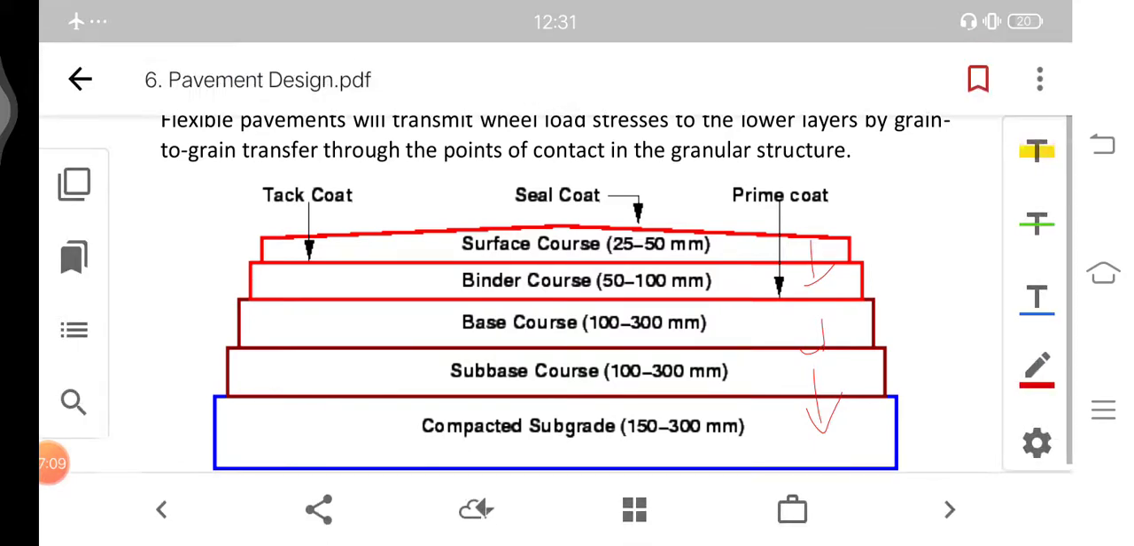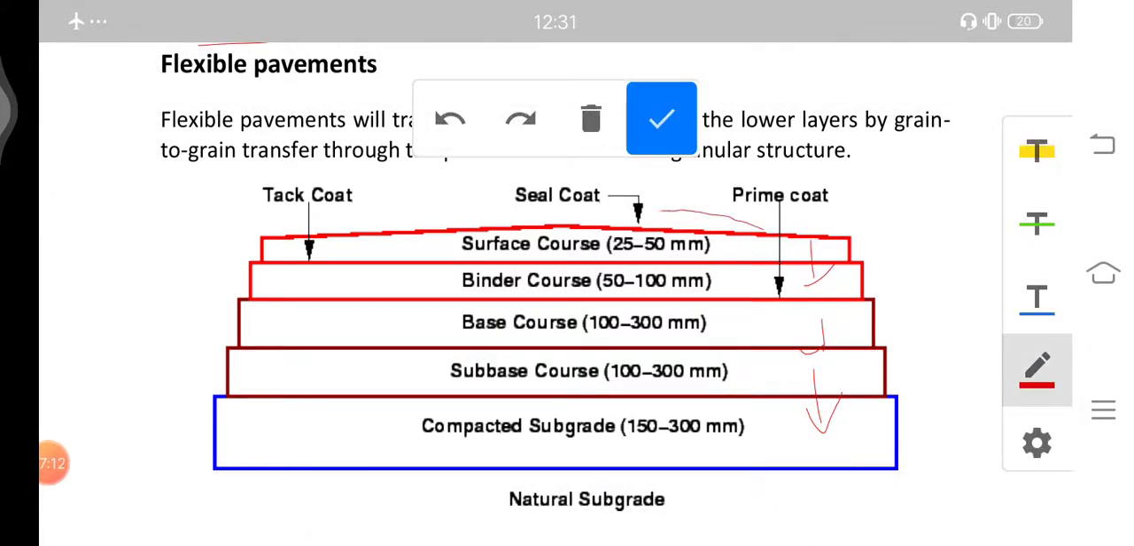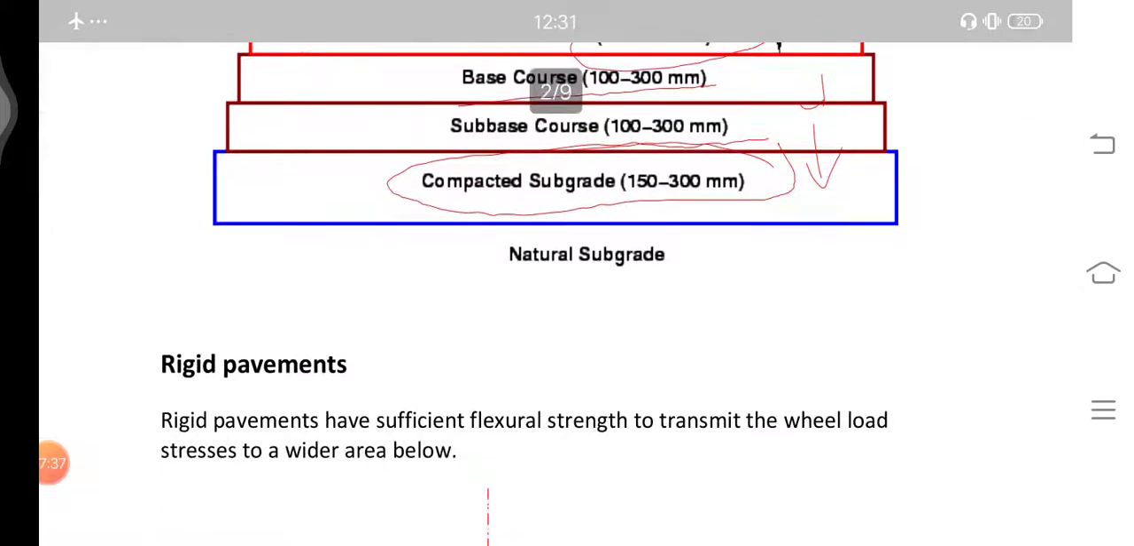So look at the figure, the surface course is 25 to 90 mm. Following the surface course, there is the binder course. A binder material is used, 50 to 100 mm. Next, following that is the base course, where the aggregates are found, that is 100 to 300 mm. Sub-base course, 100 to 300 mm again, and finally the compacted subgrade below the base, which is 150 to 300 mm.